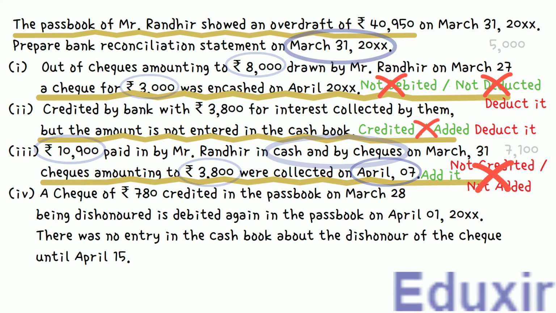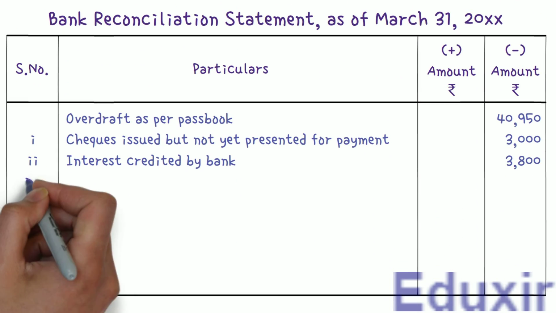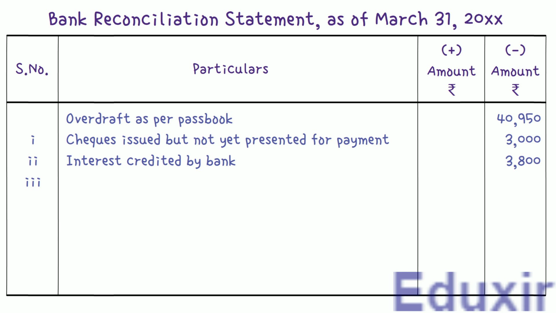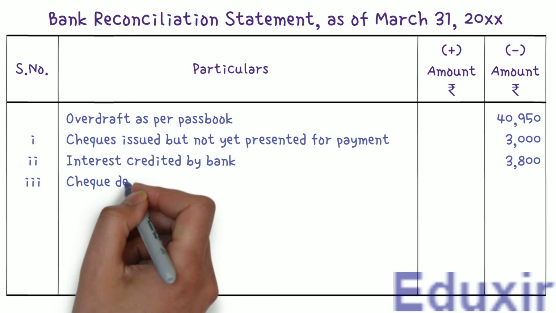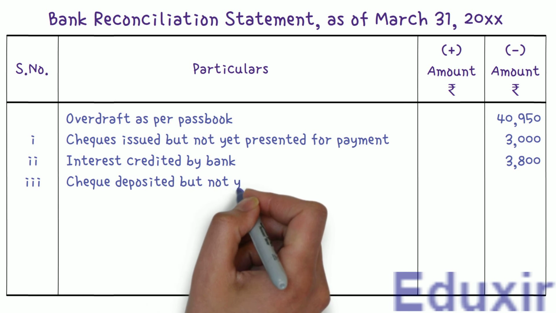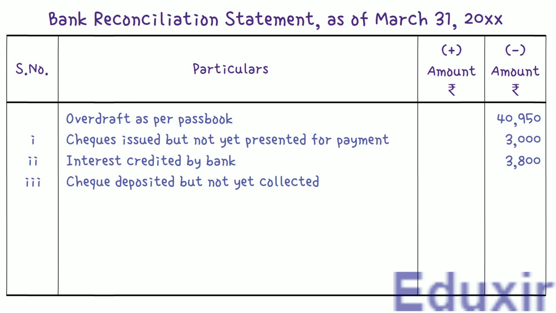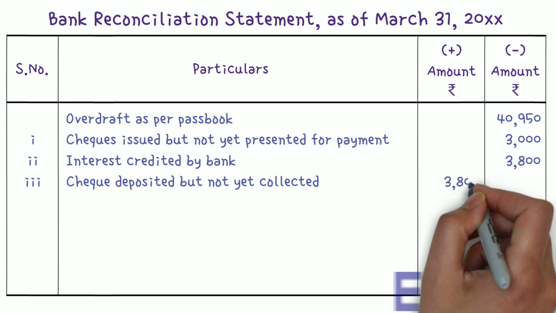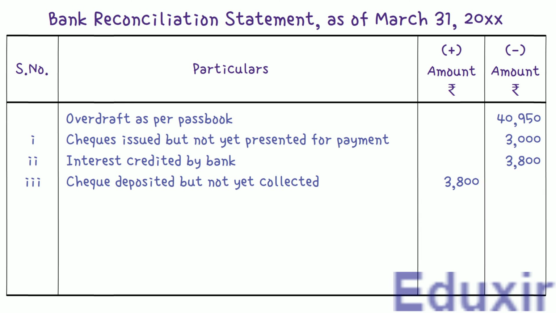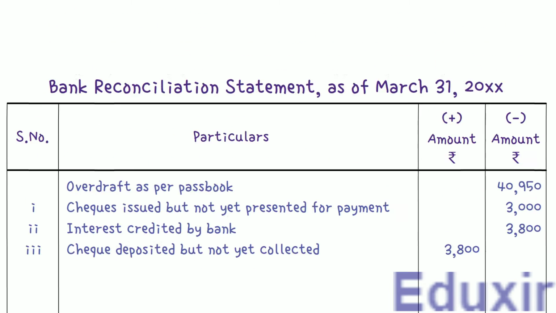With this analysis at our disposal, let us now proceed with the recording of these details into the bank reconciliation statement. Let us first write the serial number. Let us then write the particulars as check deposited but not yet collected. Let us write this amount of 3,800 rupees in the plus amount column. That completes the recording of these details into the bank reconciliation statement. Let us now take up the next details.